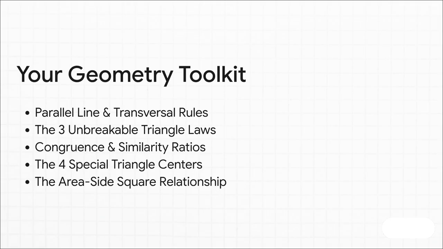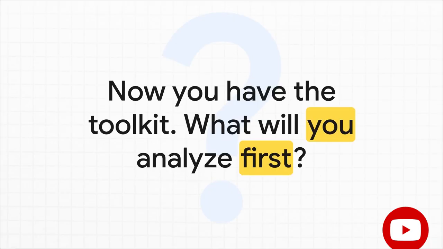But look, the real magic isn't just knowing these tools exist. Mastery comes from knowing which tool to pull out at the right time to take apart and solve any problem that gets thrown your way. So now you've got the toolkit, and with it, you've got the code. From the architecture of a building to the design on your screen, you can now see the hidden geometry that shapes our entire world. So the only question left is, what are you going to analyze first?